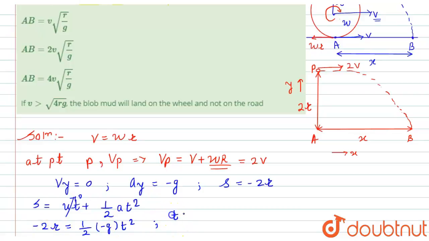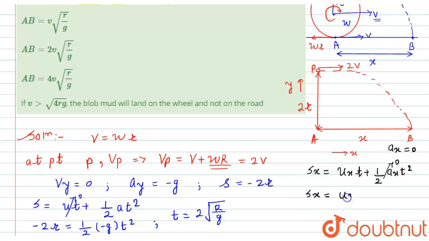So from here we get the time of flight t equals 2 under root of r divided by g. This is the time of flight for this particle to reach point B. Now by using the equation of motion in the x direction, we can write s of x equals ux into t plus 1/2 a t square. As we know, in horizontal direction the acceleration is 0, so this term goes to 0. So s of x equals ux t.